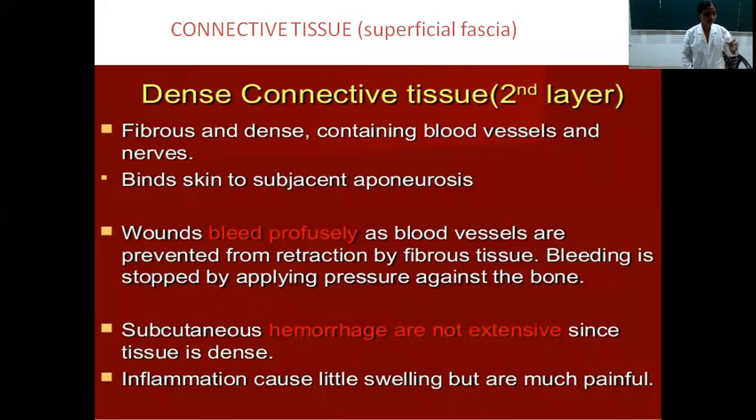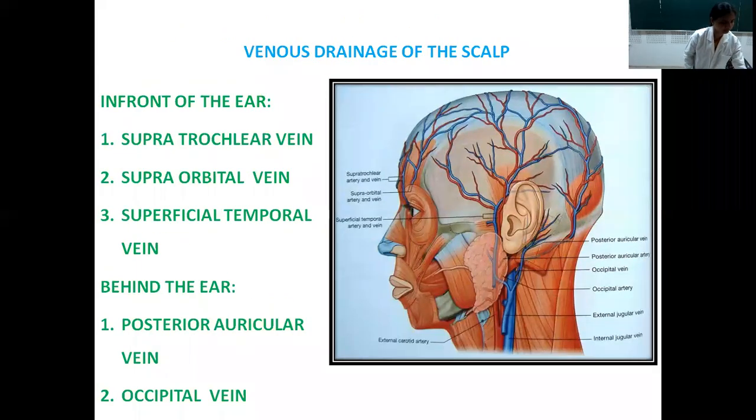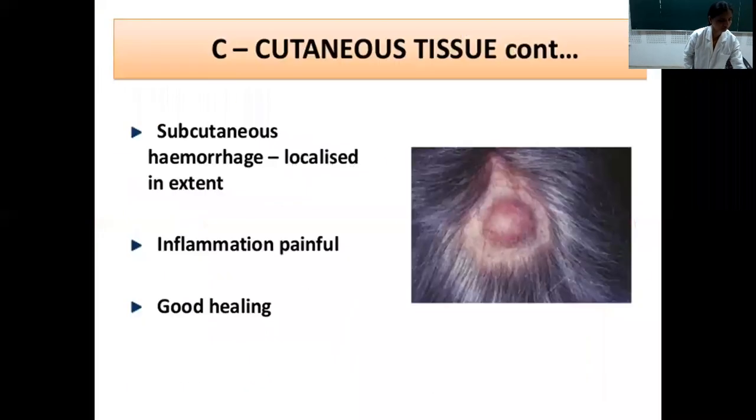So in a closed wound, if these vessels are torn, the blood accumulates just beneath the skin and forms a little swelling. You can see this in the diagram. Here you see, this is a small swelling. Why is it a small swelling? It is just a localized swelling.